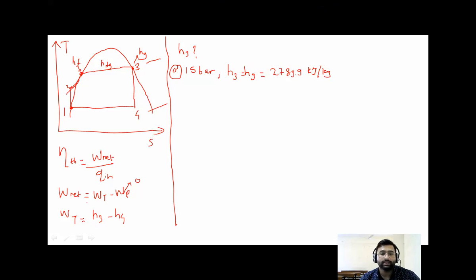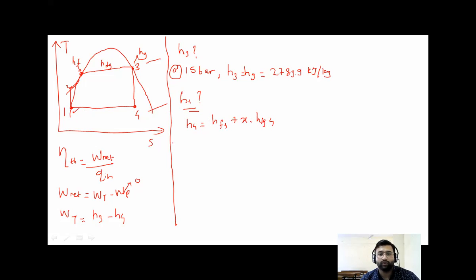Okay. Now next is calculation of H4. How to calculate H4? This is a very tricky question. In order to calculate H4, what is the formula for the wet region? HF4 plus X into HFG4. Whenever you want to calculate enthalpy at wet region, you take enthalpy at liquid condition plus X times the HFG, that is latent heat.